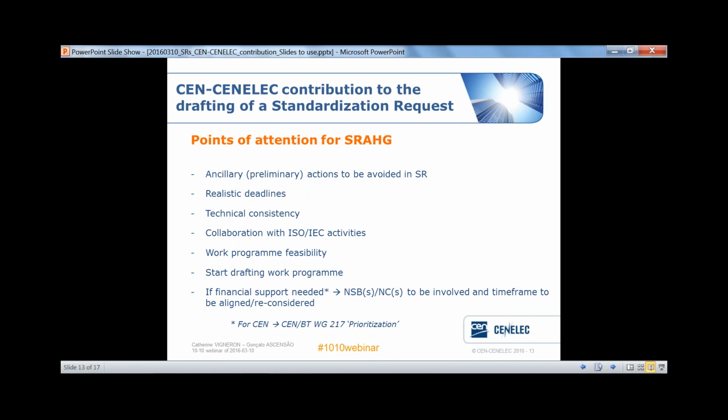On the CEN side, there is the CEN BT Working Group 217 on the prioritization of the funding requests. So whenever there is a need for funding, this BT Working Group needs to be asked for permission, and there are several templates that need to be fulfilled and submitted to the technical board. And once again, I would like to emphasize that even if we are going to request financial support, we need to take into account the time frames for it, and all this process should be done in parallel.